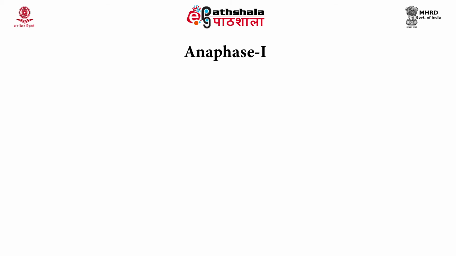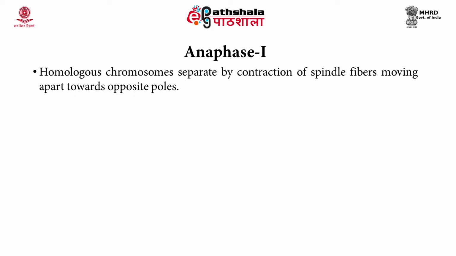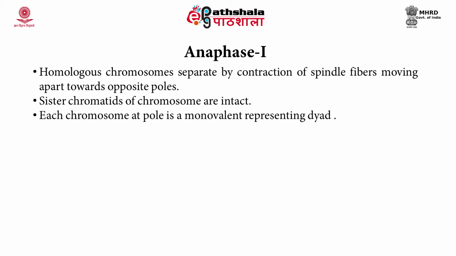Anaphase I follows metaphase I. Here, homologous chromosomes separate by contraction of spindle fibers, moving apart towards opposite poles. Sister chromatids of chromosome are intact. Each chromosome at the pole is a monovalent representing a dyad.